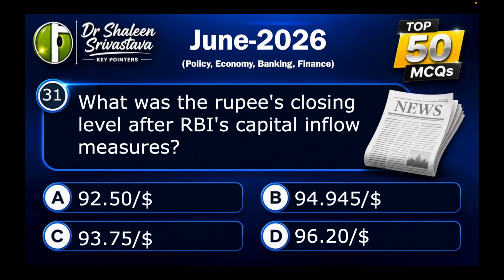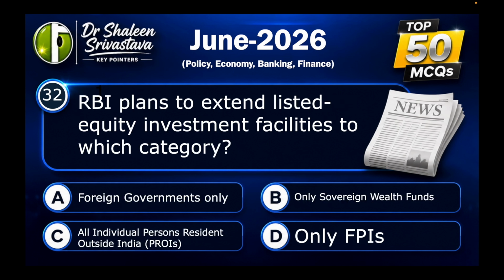What was rupees closing level after RBI's capital inflow measures? The correct answer is B, 94.945 per dollar. RBI plans to extend listed equity investment facilities to which category? The correct answer is C. All individual persons resident outside India, that is PROIs.